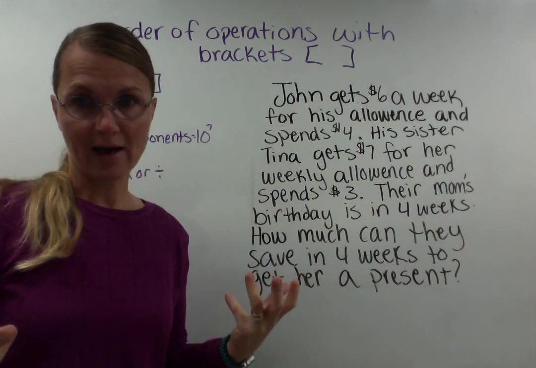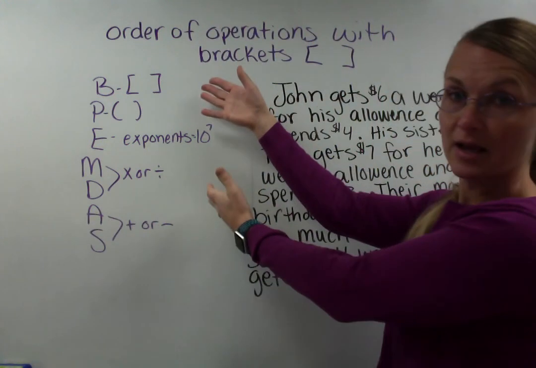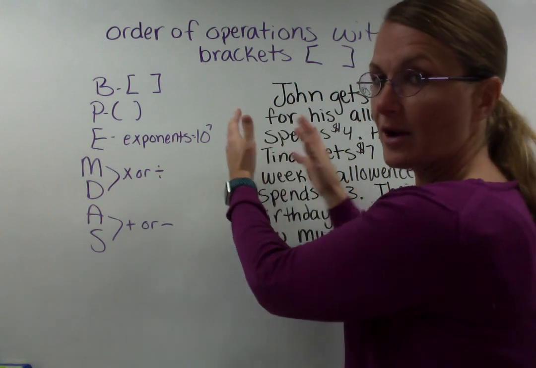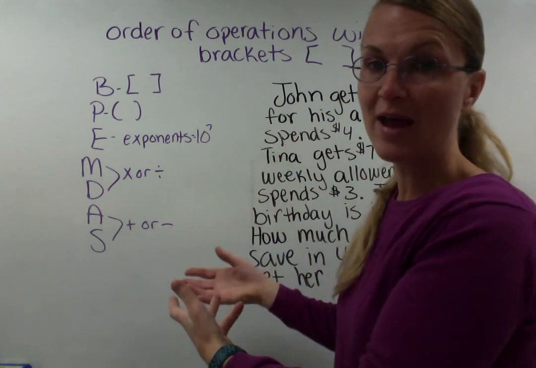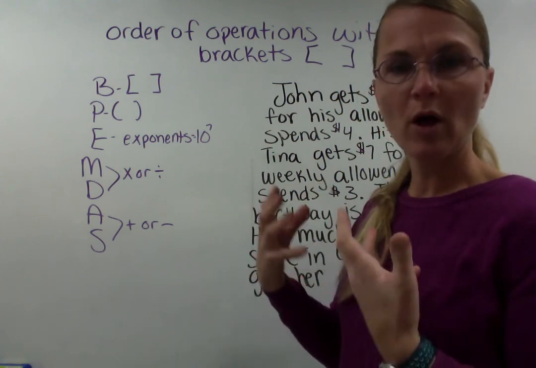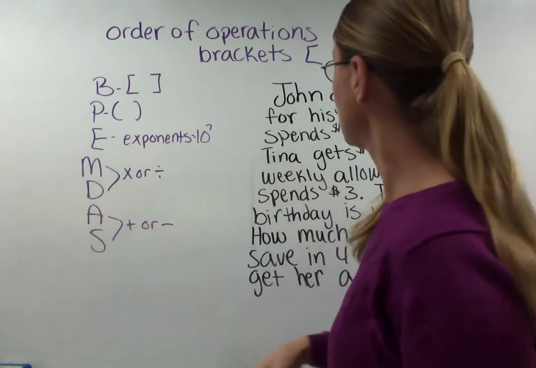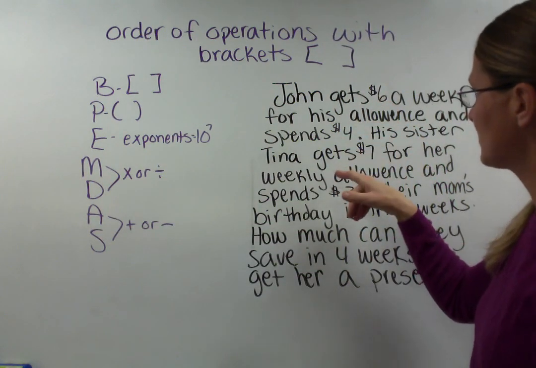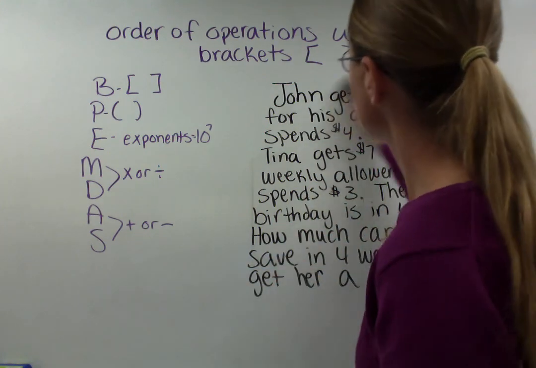We could do that. What we're going to do right now is we're going to do that using our order of operations, just so we can show how to write it out as a set of steps as what you need to do first and what you need to do next. You guys, I'm pretty sure, will already know what you need to do, but I want to show you what it looks like if we use order of operations, okay? So John gets $6 and spends $4, and Tina gets $7 and spends $3. So let's turn this into a problem.